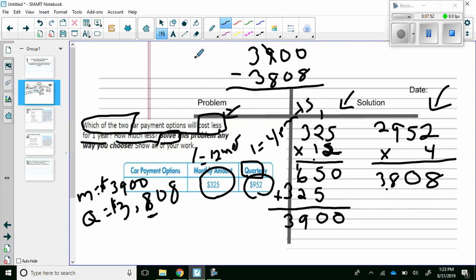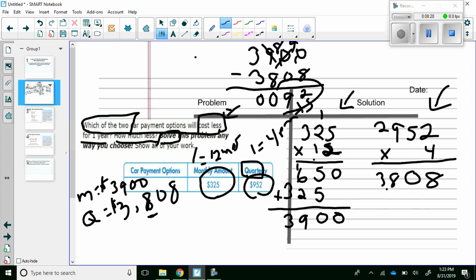Oops. To borrow 100. I bring that, so I have 10 groups of 10. Now I can borrow from there. Make that a 9. And now I have 10 ones. 10 minus 8 is 2. 9, in the tens place I have 9 minus 0 equals 9. My hundreds place I have 8 minus 8 equals 0. And then in the thousands I have 3 minus 3 equals 0.